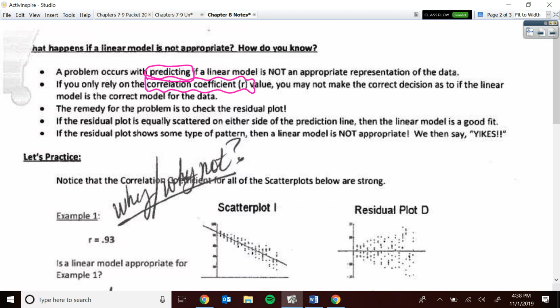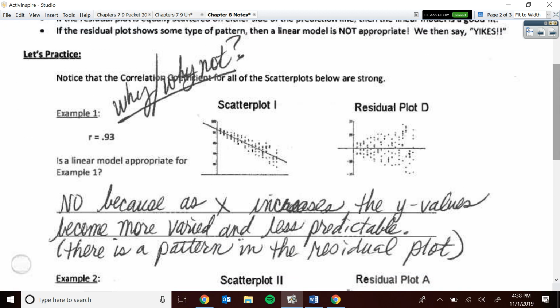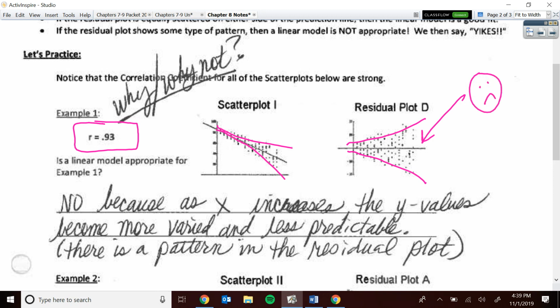You cannot make decisions based on the fact that you have a strong correlation. And that is because, as evidenced below, here is something that we would call a strong correlation. And look what scatter plot goes with it. It goes with one where I do not feel comfortable making predictions out here in the far x's. So a linear model is not appropriate even though we have a strong correlation coefficient, because as x increases, the y values become more varied, and you have a pattern in the residual plot. A pattern in the residual plot is bad. That indicates that you should not use a linear model, a line, to predict.